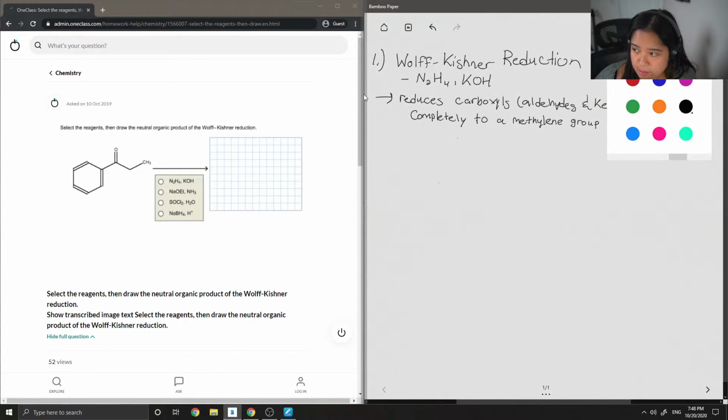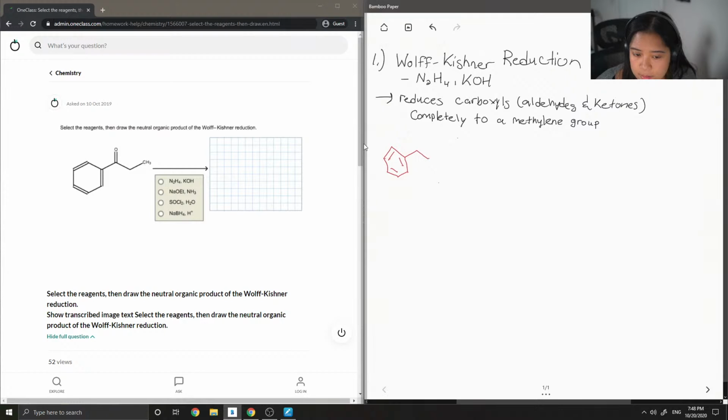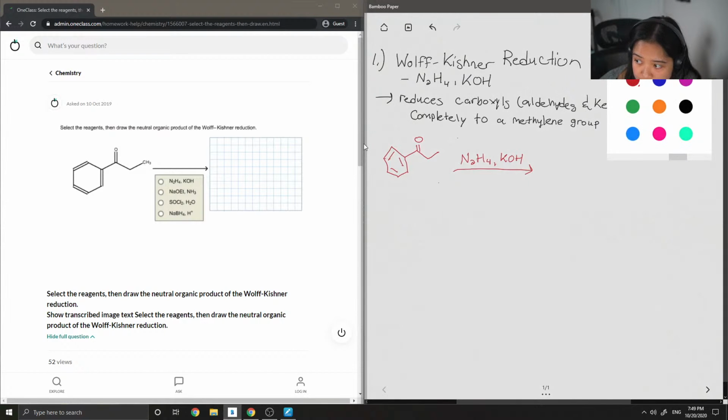Okay, so let me write out the reagent that they gave us. So we have this benzene ring, then attached to it our ketone, and then the reagents I'm going to use are N2H4 and potassium hydroxide. Okay, so I'm also going to write down the mechanism for this reaction as well.